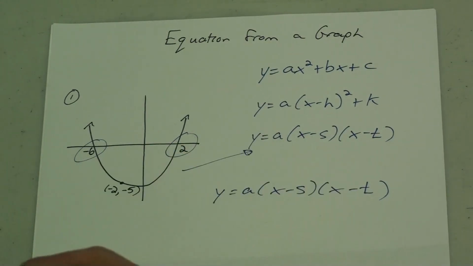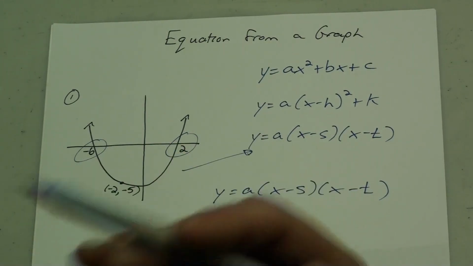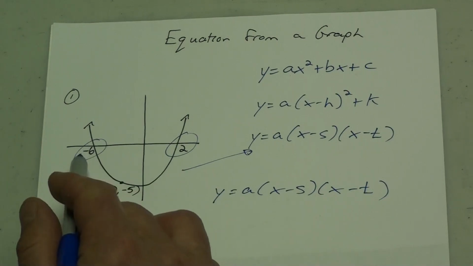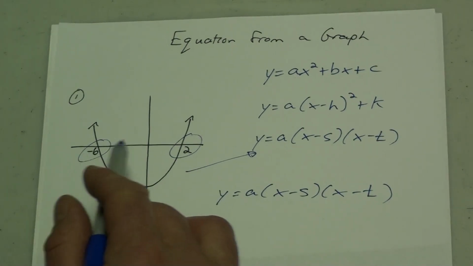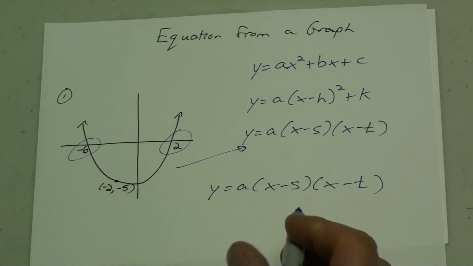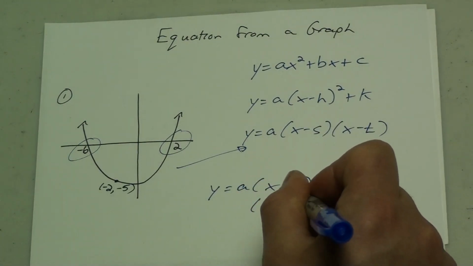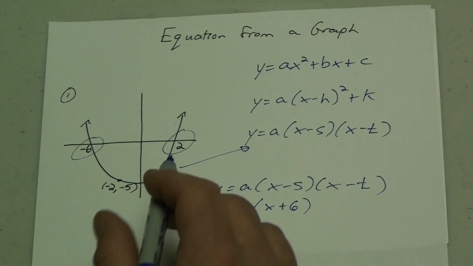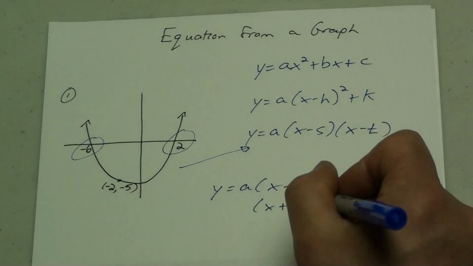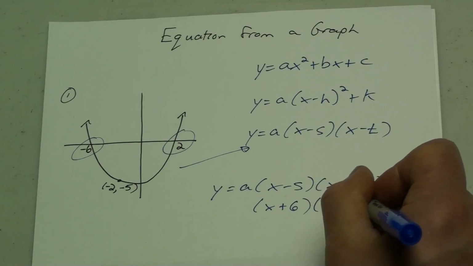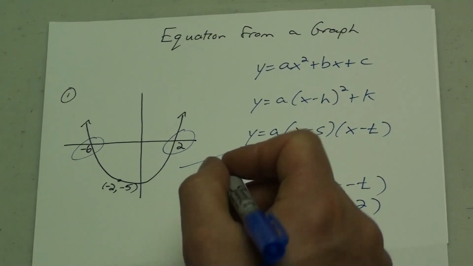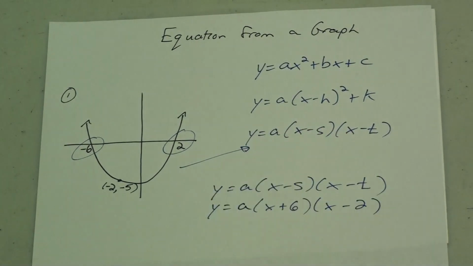And I have to think, what would that look like back when it was in factored form? I know my x-intercepts are -6 and 2. So the -6, when it was in the equation, would have looked like x plus 6, the opposite of it. The 2, when it was in the equation, would look like x minus 2, the opposite of it. And then I have the y equals and the a in front.